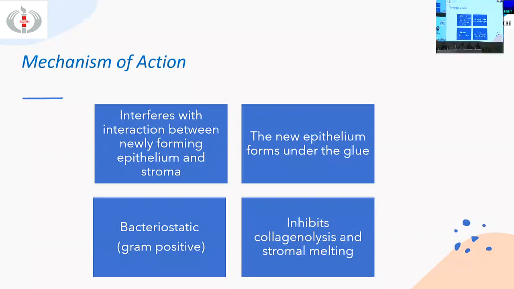How does the glue work? It interferes with interaction between the newly forming epithelium and the stroma. The epithelium forms under the glue, and that's when the glue becomes loose once the surface is epithelialized. It also has some bacteriostatic action, especially against gram-positive bacteria, and inhibits collagenolysis and stromal melting.